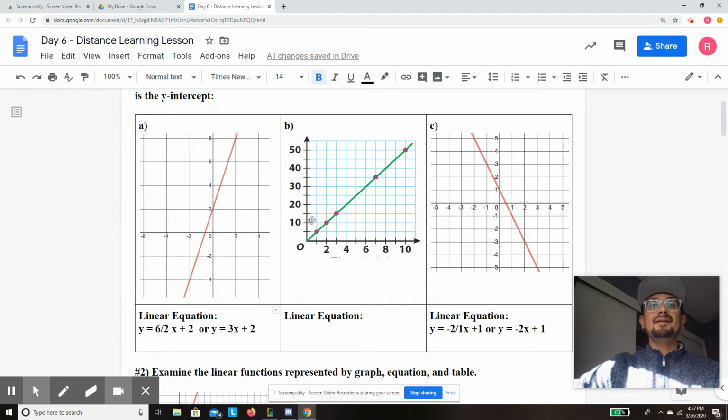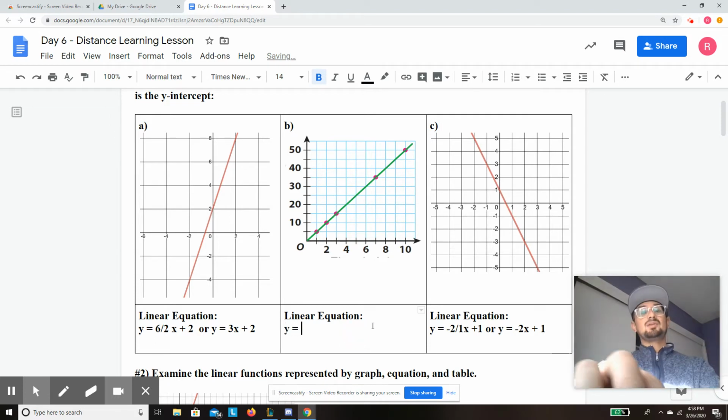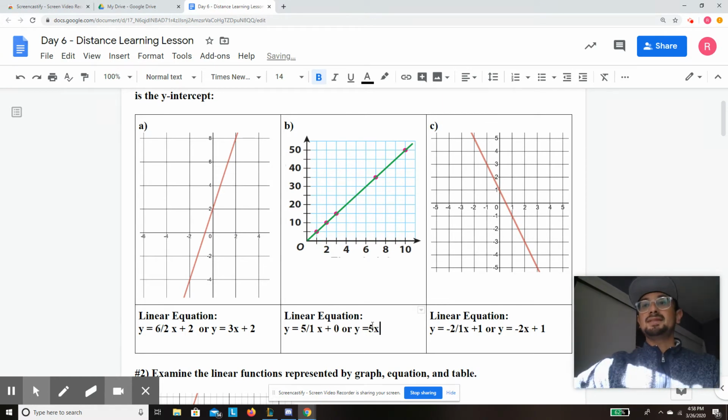And then for letter B, on this one, if we look, this point's a good point, this point's a good point, this point's a good point. But if you're looking at the rise, if you put 1 over 1, you're going to be half right. The rise is not 1 here. The rise is 5, because it goes 5, 10, 15, 20, 25. So the rise is 5. And the run is 1 in this case because it goes 1, 2, 3, 4, and so on. So it's y equals 5 over 1 x plus 0, or y equals 5x, right? You need to put plus 0 there.